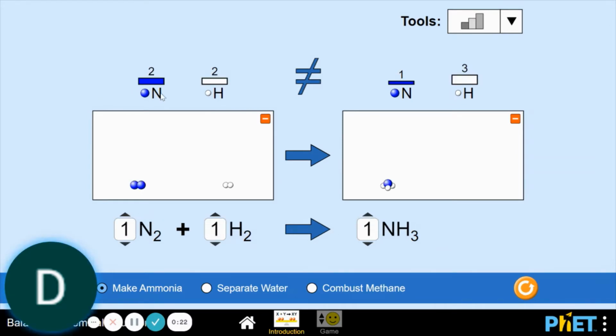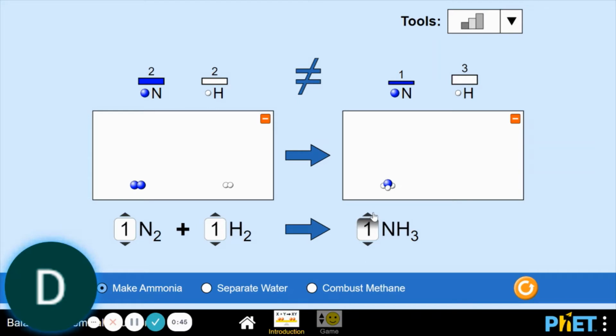Well, we can see at the top that it counts up the number of each atom, and we can see in this white box how many atoms there are. So immediately we can see that the number of atoms of each of them are not equal. Before we have 2 nitrogen, after we only have 1. Before we have 2 hydrogen, after we have 3. So that's not very good. So how can we balance it?